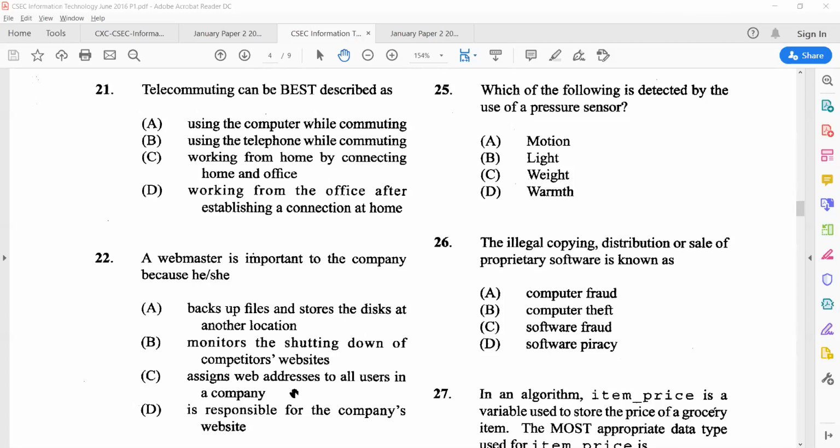Okay, so we have some options, right? Using a computer while commuting. No, that's not correct at all. Using a telephone while commuting. That again is not correct. Working from home by connecting home and office. Yes, that seems to be a suitable answer. Working from the office after establishing a connection at home. That doesn't sound too clear. So the answer is C.